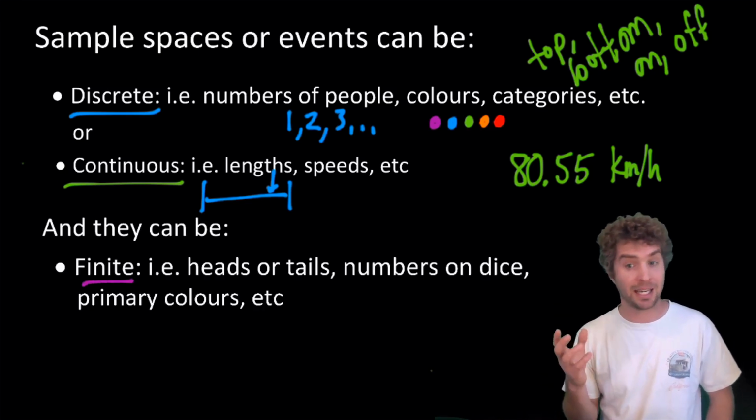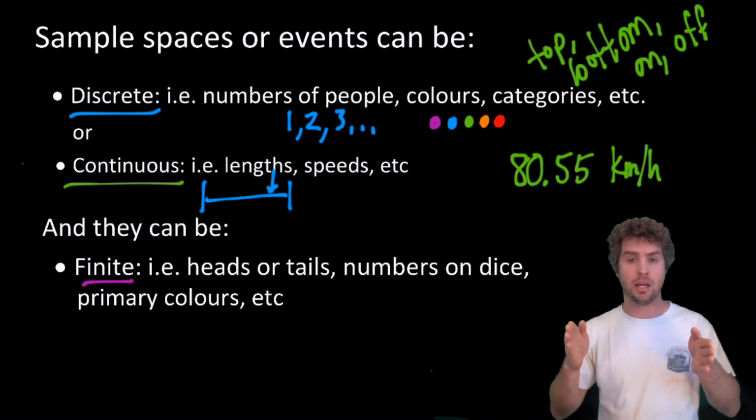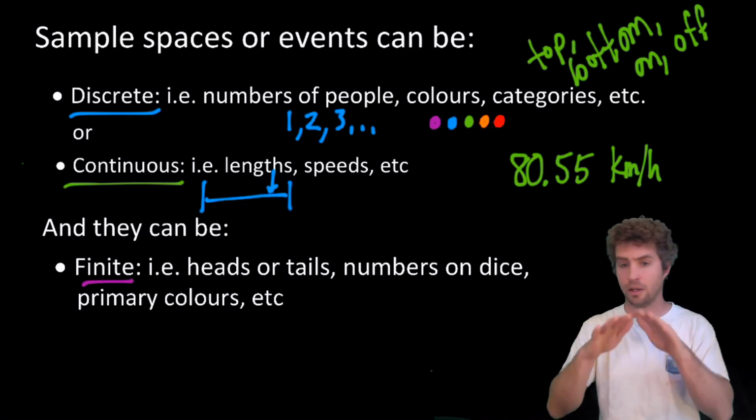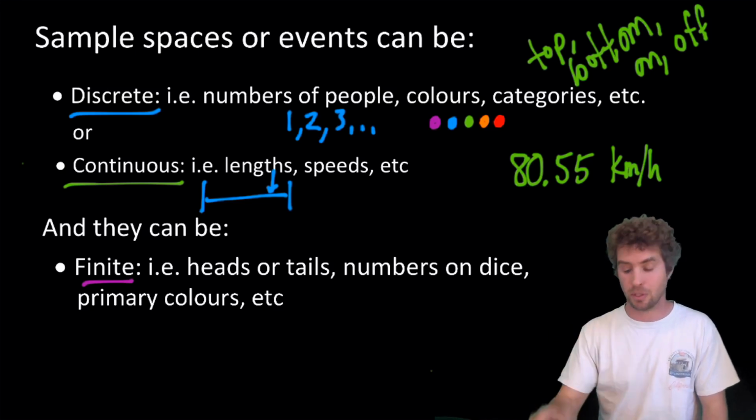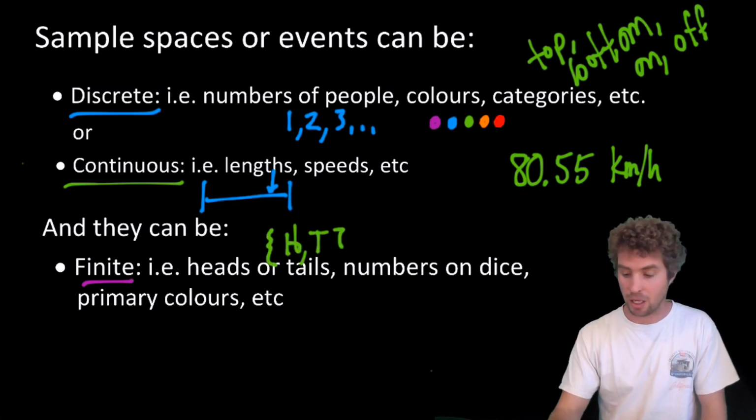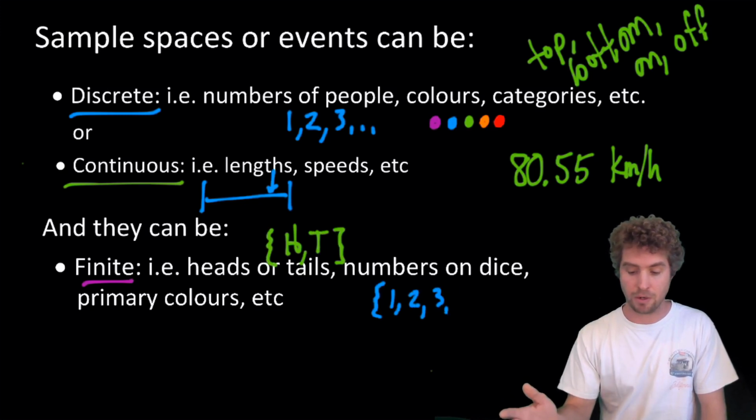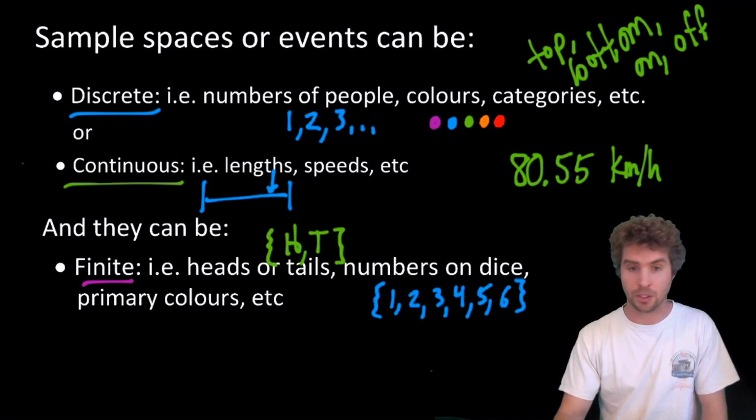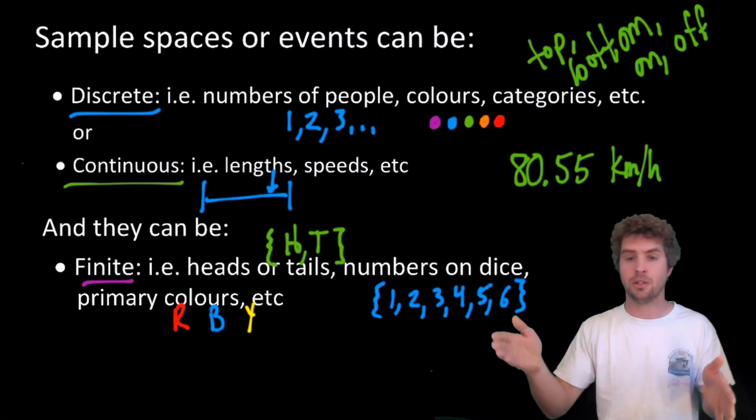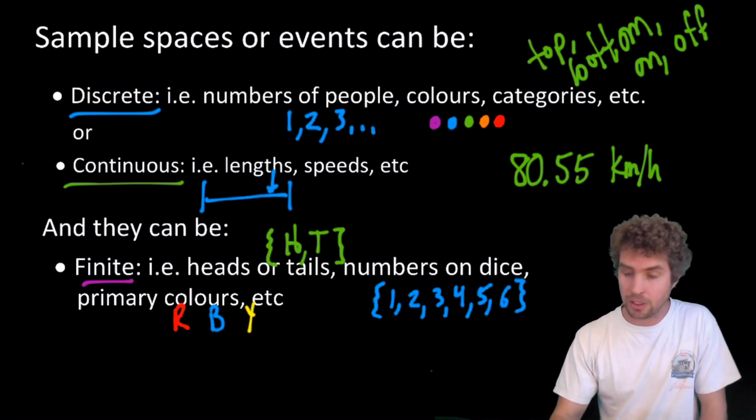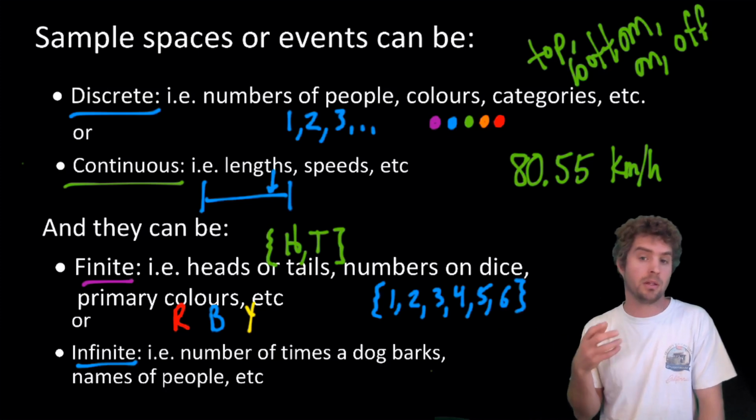they can be finite, right? So with a defined list, a complete list of outcomes like heads or tails or numbers on a die, 1, 2, 3, 4, 5, and 6, and so on. Or primary colors, there's really only 3. So these are finite. We can list every single possible outcome.